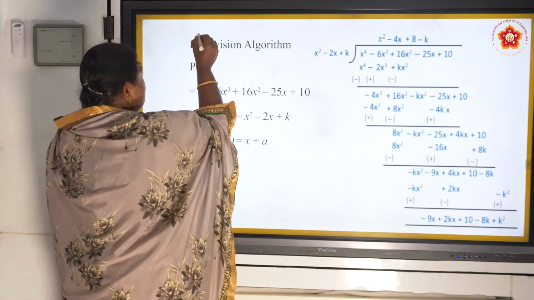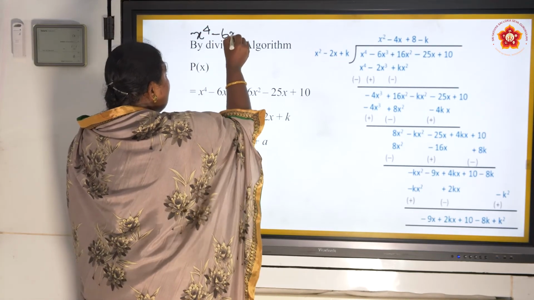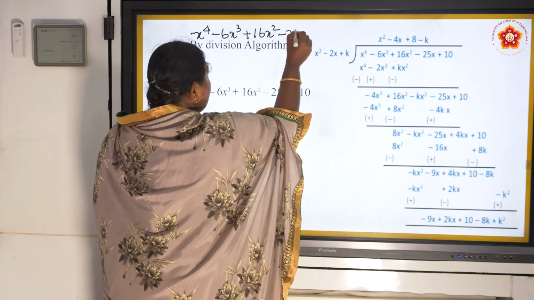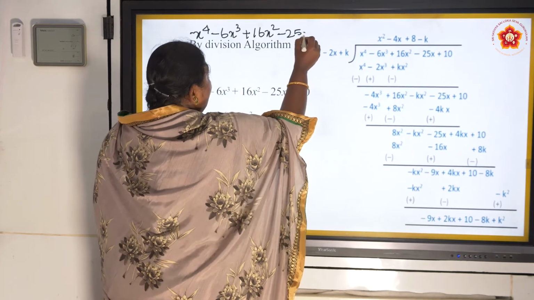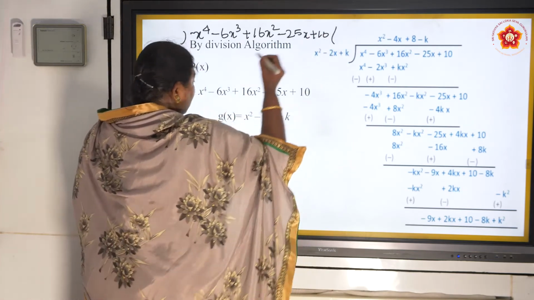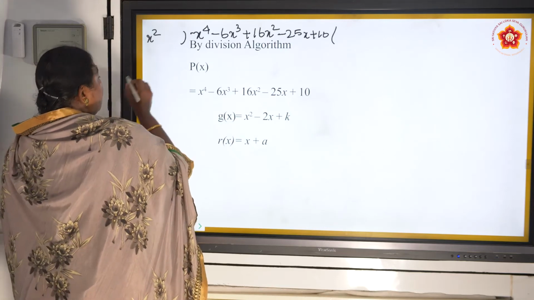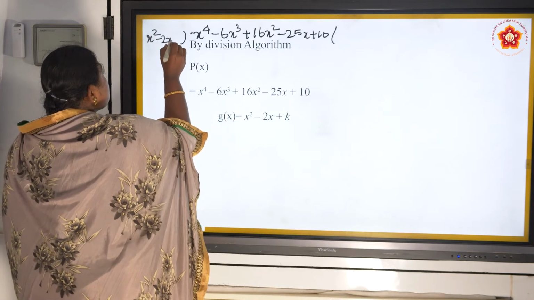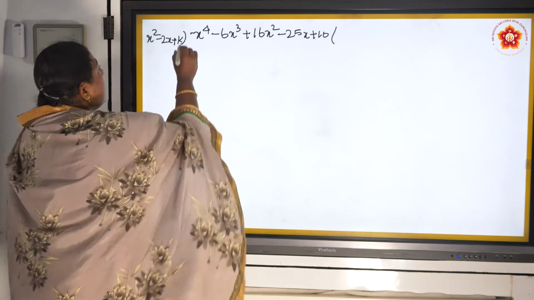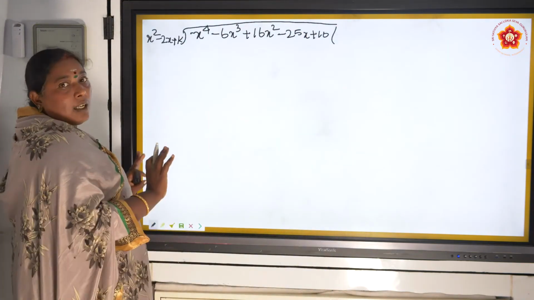Let us write the question first. x power 4 minus 6x cube plus 16x square minus 25x plus 10. So with what do I have to divide? x square minus 2x plus k. This is what I have to do. Okay, this is a little bit tricky, but it is very easy as per what you did in the previous question.